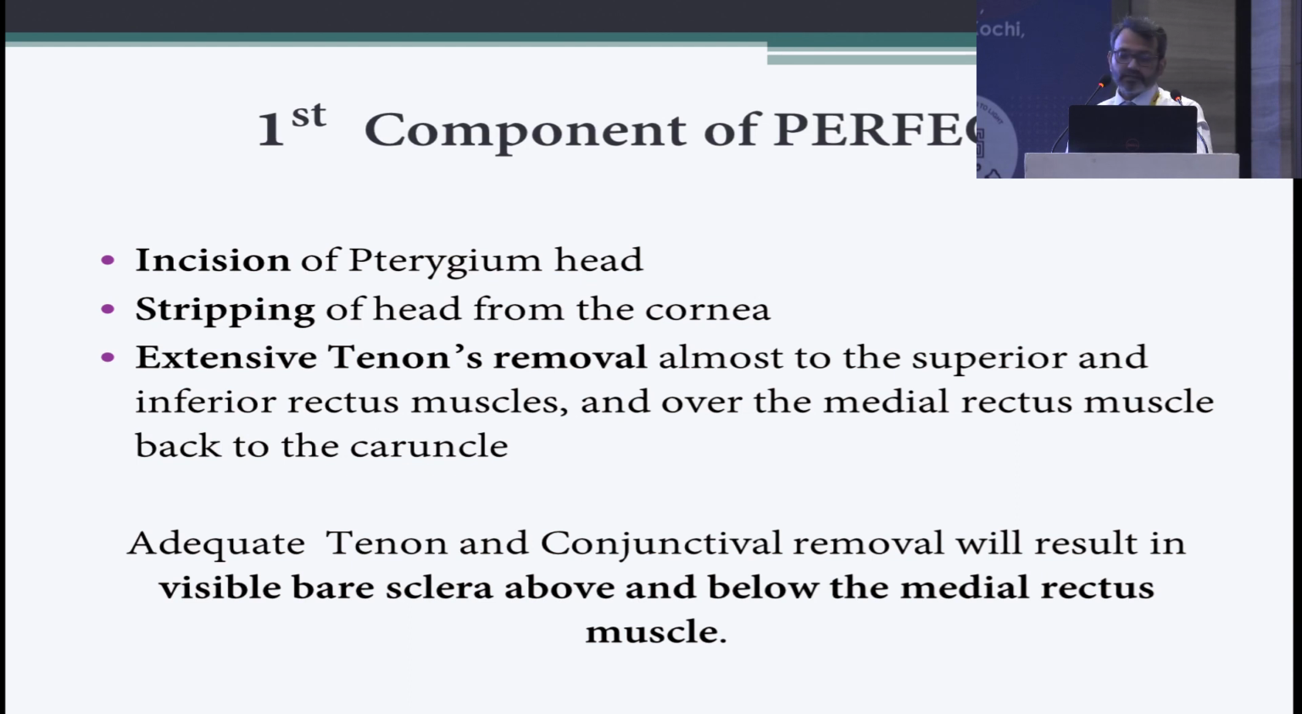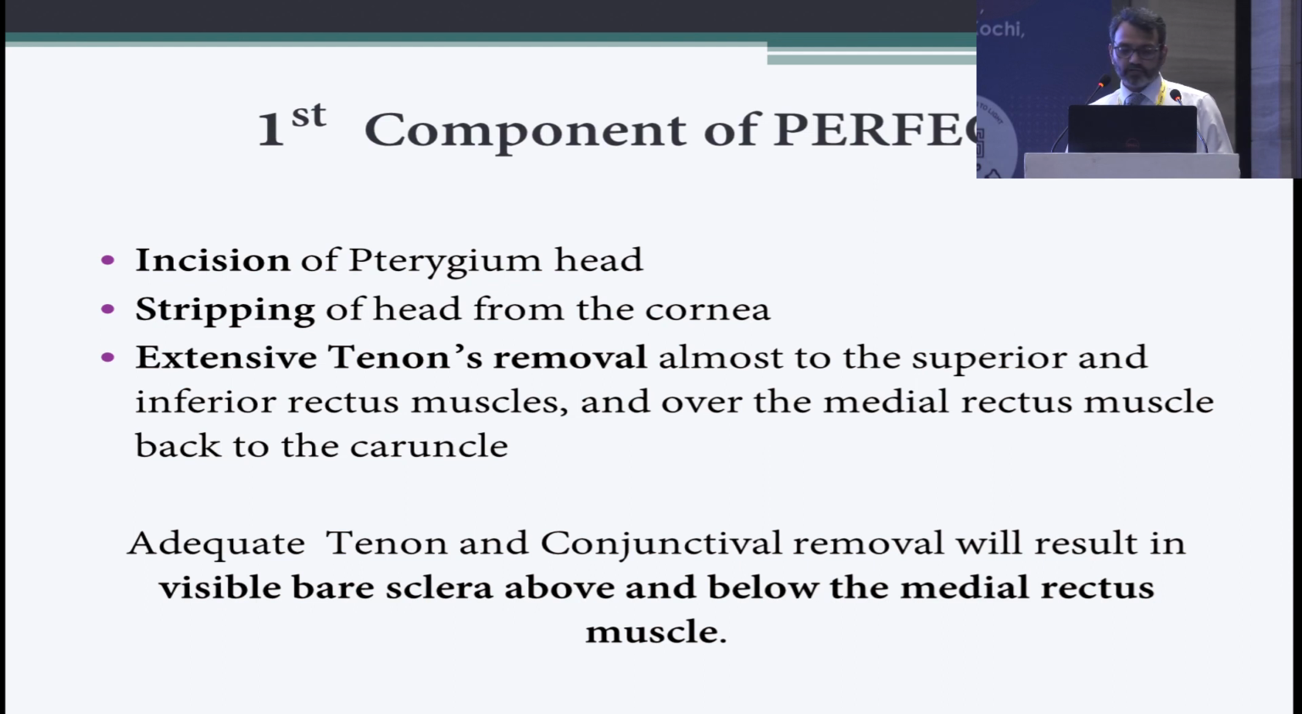And then he developed a technique of extensive tenons removal. This tenon is removed almost from the medial edge of the superior rectus to the medial edge of the inferior rectus, if it's a nasal pterygium. You have to actually dissect quite a large area of tenons, almost to the superior and inferior rectus muscle, and over the medial rectus muscle extending back up to the caruncle. So this is the extended dissection of the tenons.